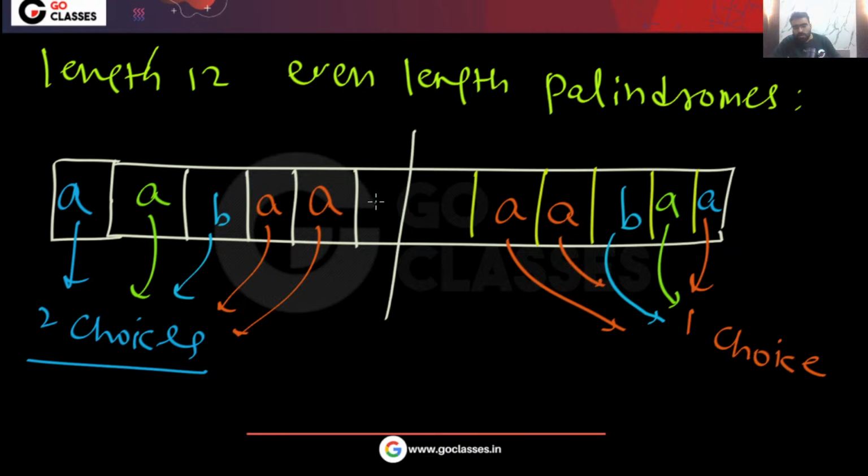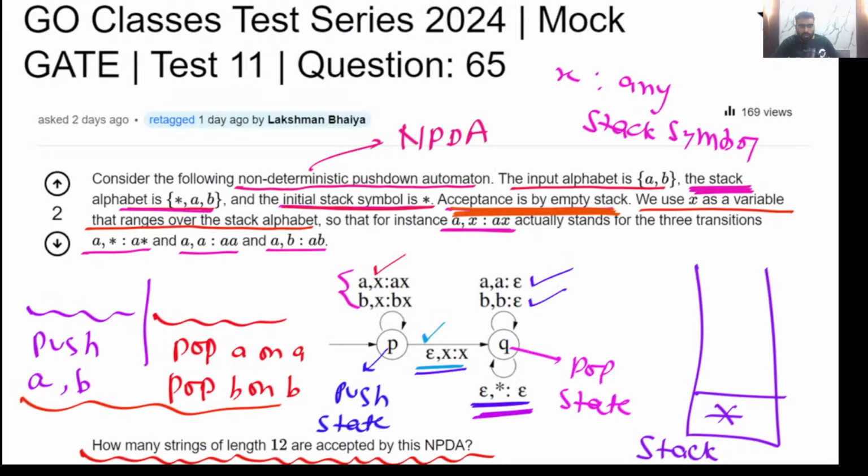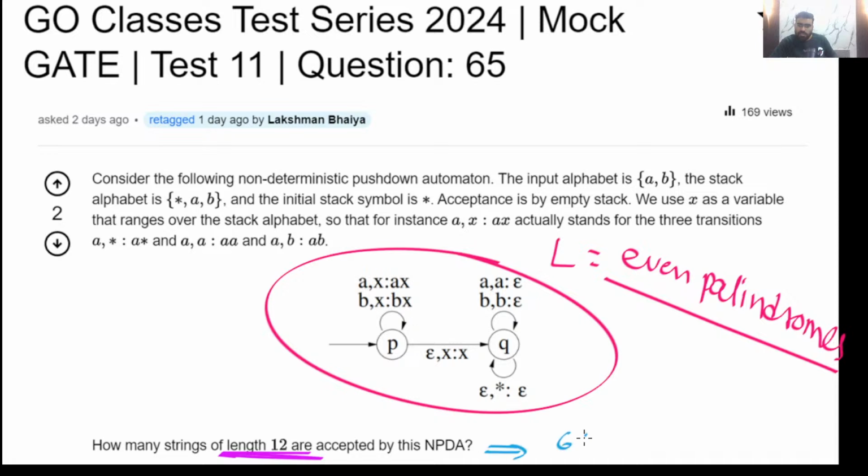So basically, very simple. In the first 6 positions, there are two choices. So for length 12 even palindromes, how many? That will be 2 power 6, that will be 64. This will be the answer. The answer for this question is going to be 64, which is 2 power 6.